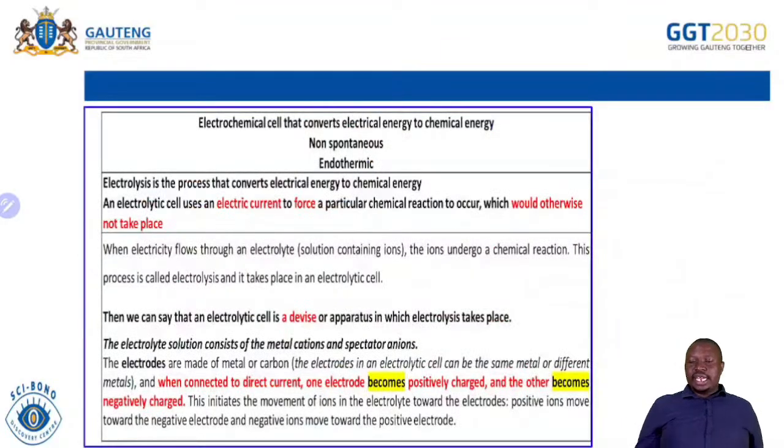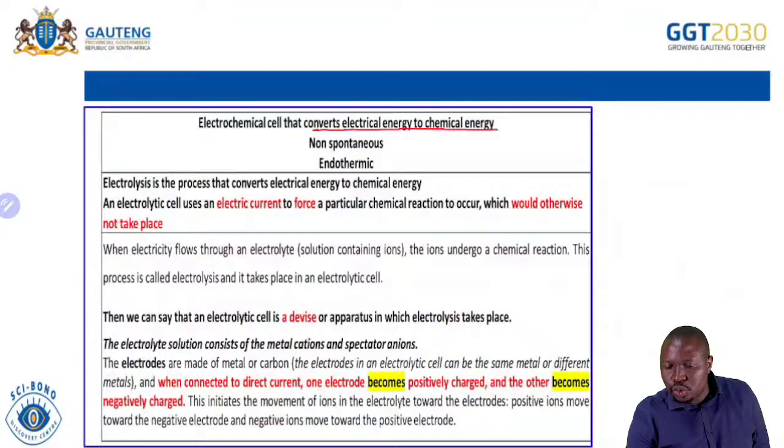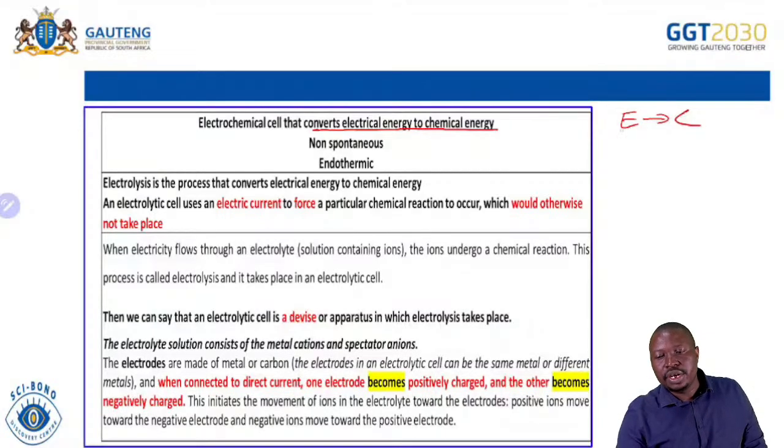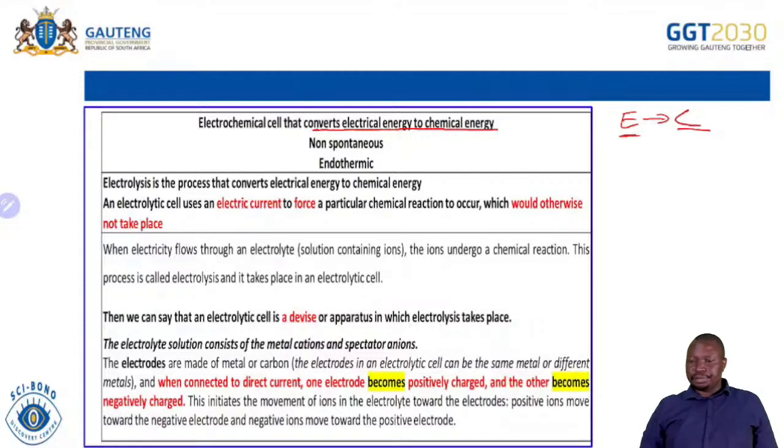And electrolysis is what? It converts electrical energy to chemical energy. So don't forget, it's from electrical energy to chemical energy. I know you've been writing paper 1. Don't confuse chemical with mechanical energy. So you can't say from electrical to chemical to mechanical energy. No, in paper 2 it is from electrical to chemical energy.